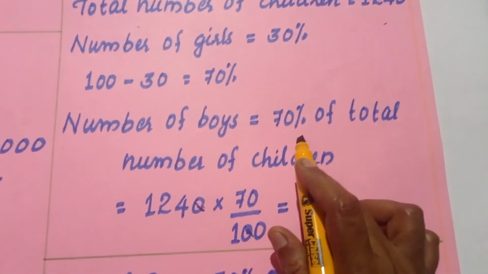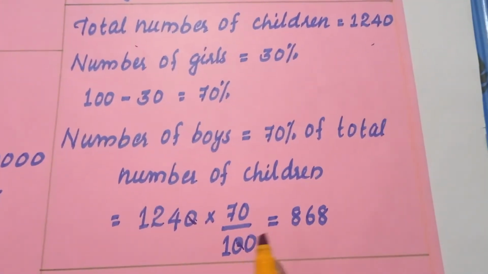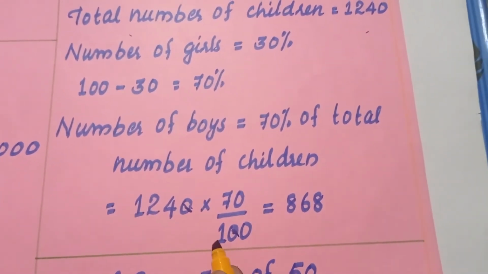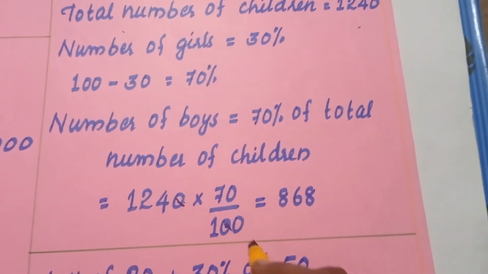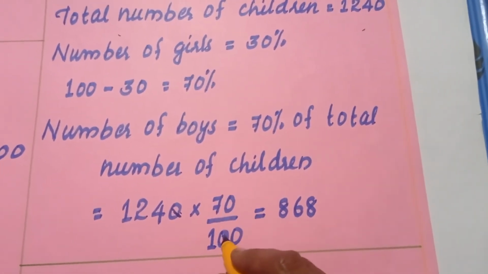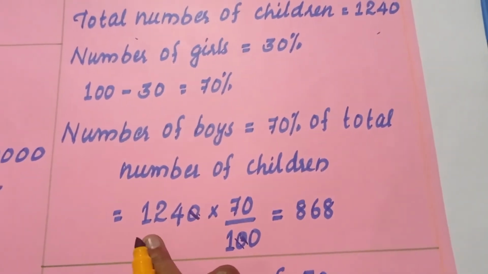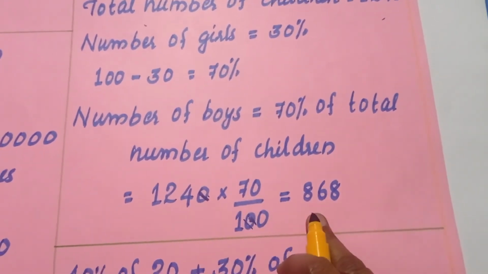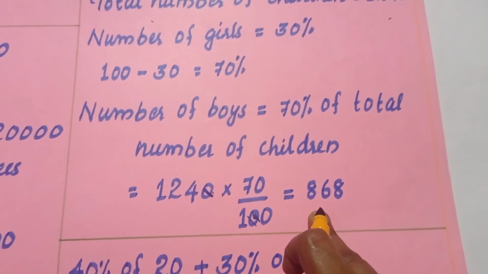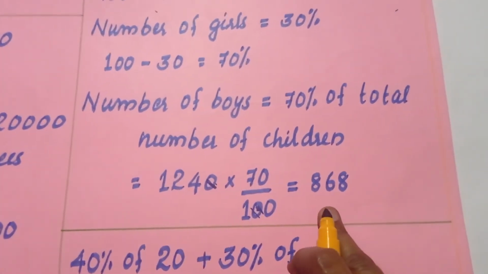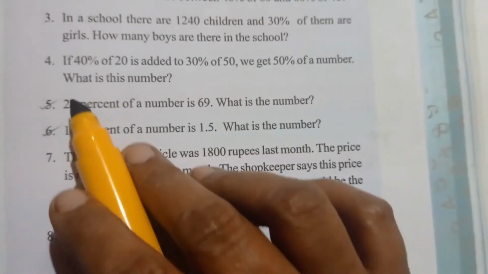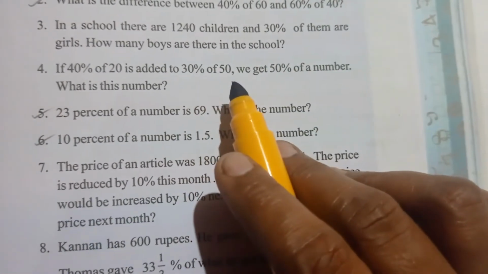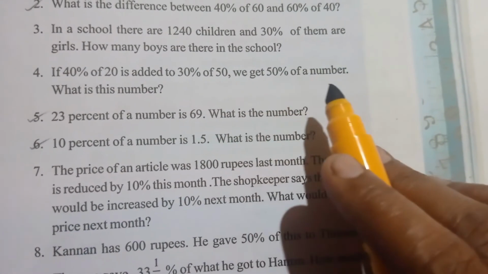1240. Then 70% of 1240 can be written as 1240 into 70 by 100. Here cut 10 here and 10 here, then 124 into 7. We multiply 124 into 7. The answer is 868. The number of boys in the school is 868.